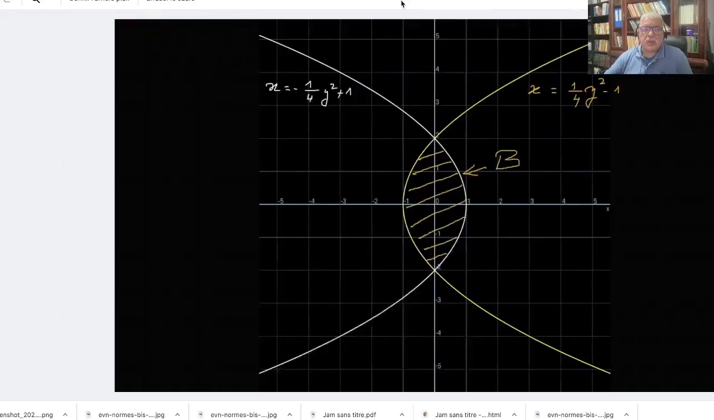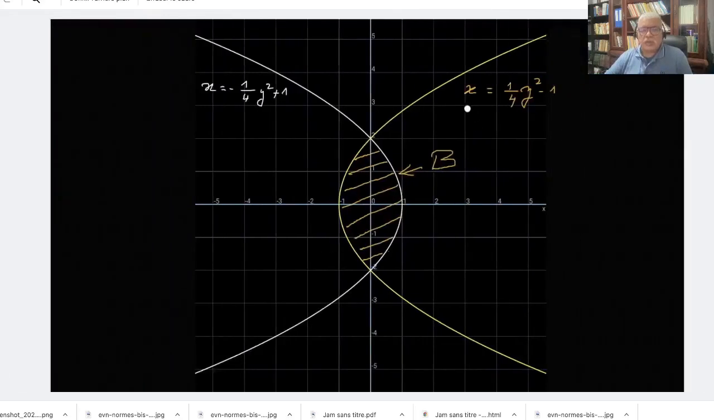If we plot this on a graph, we obtain there the parabola x equals minus one quarter y squared plus one, and there we have x equals one quarter y squared minus one. For this one we are on the left side, and for that one we are on the right side, and therefore B is represented by this part of the plane. Here is the unit ball for the distance d associated with the norm N.